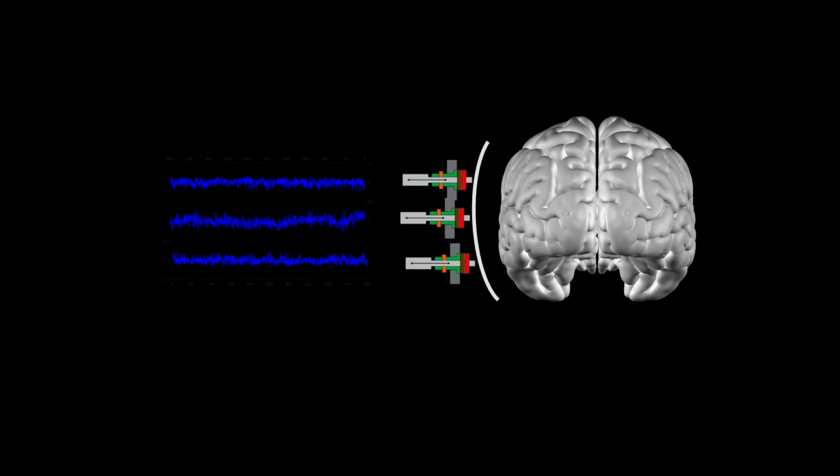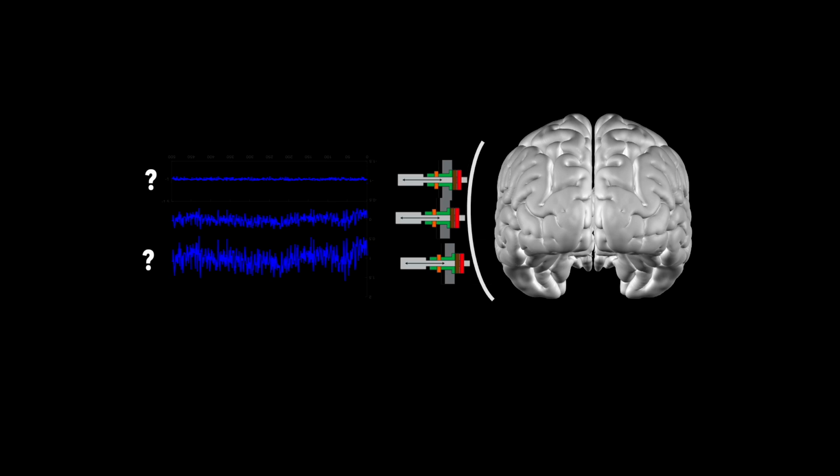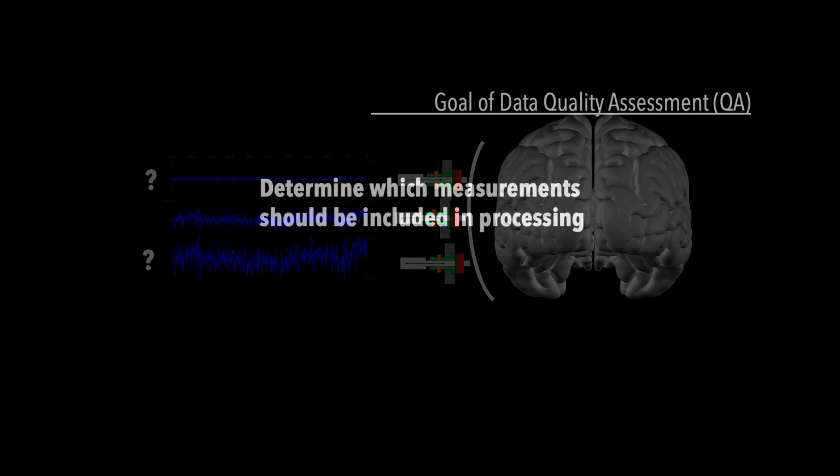Under ideal conditions, the optode array provides high-quality data from all emitter-detector pairs throughout your experiment. In practice, this is not always the case. As a consequence, a data quality assessment is essential when working with high-density optical data. However, assessing data quality is challenging.